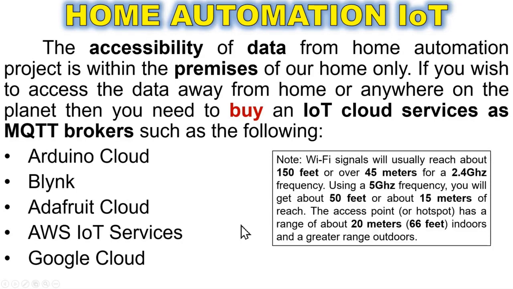Note that Wi-Fi signals will usually reach about 150 feet or over 45 meters for a 2.4 GHz frequency. Using a 5 GHz frequency, you will get about 50 feet or about 15 meters of signal strength. The access point or the hotspot has a range of about 20 meters or about 66 feet indoors and a greater range outdoors.